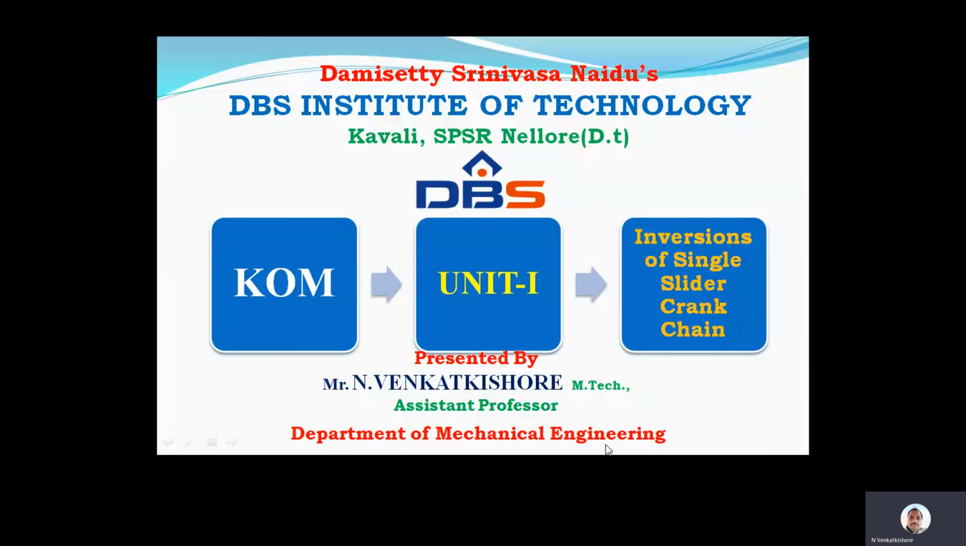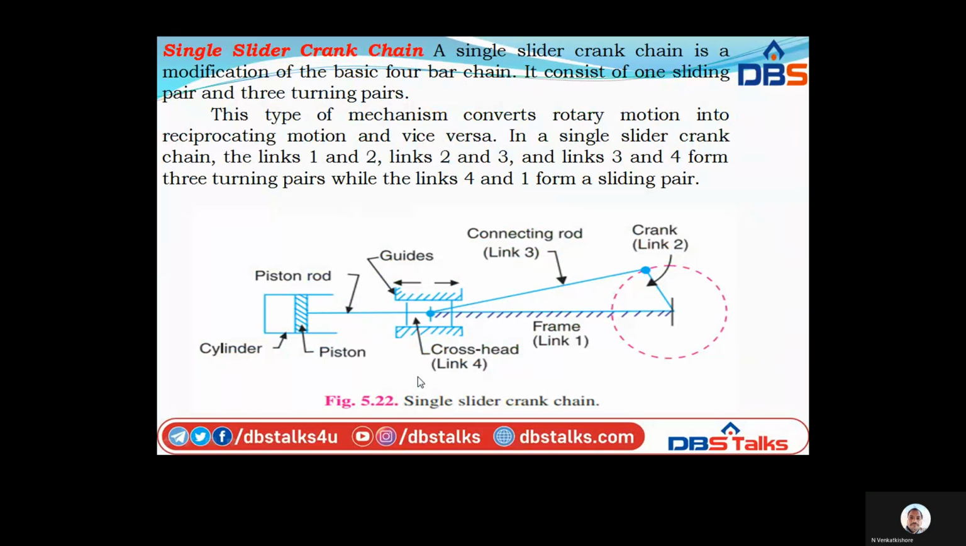Now, coming to the point, single slider crank mechanism. The single slider crank mechanism is just a modification of the 4-bar mechanism. That is the continuity of the 4-bar mechanism. We are just modifying some elements. In this, one sliding pair and 3 turning pairs are there. And double slider means 2 sliding and 2 turning. Here, 1 sliding and 3 turning pairs are available. This type of mechanism converts rotary motion into reciprocating motion, and vice versa also.